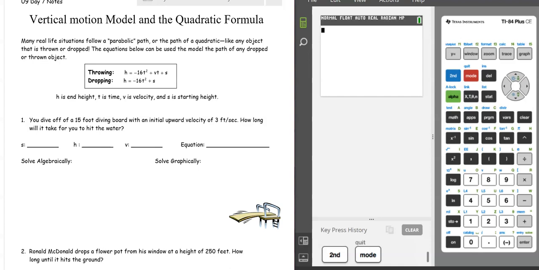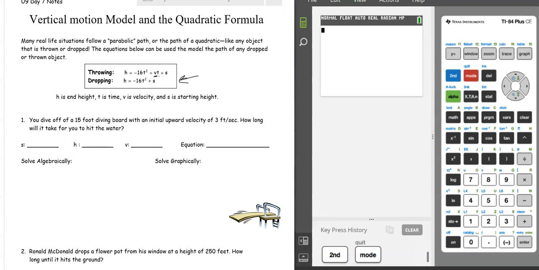Many real life situations follow a parabolic path, or the path of a quadratic, like any object that is thrown or dropped. The equations below can be used to model the path of the dropped or thrown object. These two equations are ones you will use anytime you have a throw or drop problem. The only difference is that one has this vt, where v is velocity, which means there's a force. Think of when you throw an object, you have to put effort into it, whereas when you just drop something, all you do is let gravity take over.